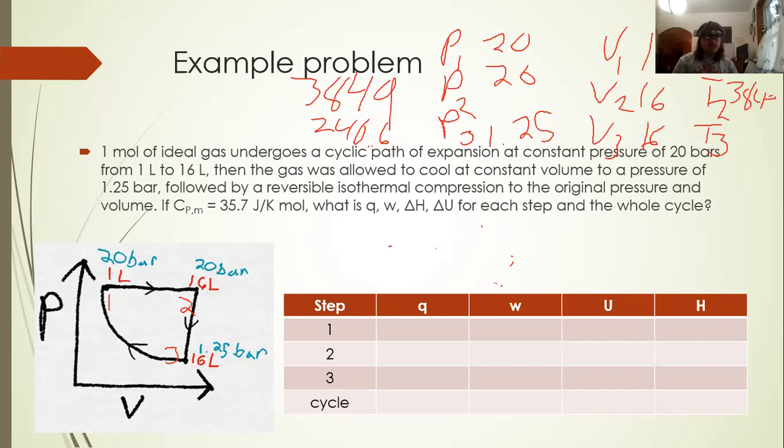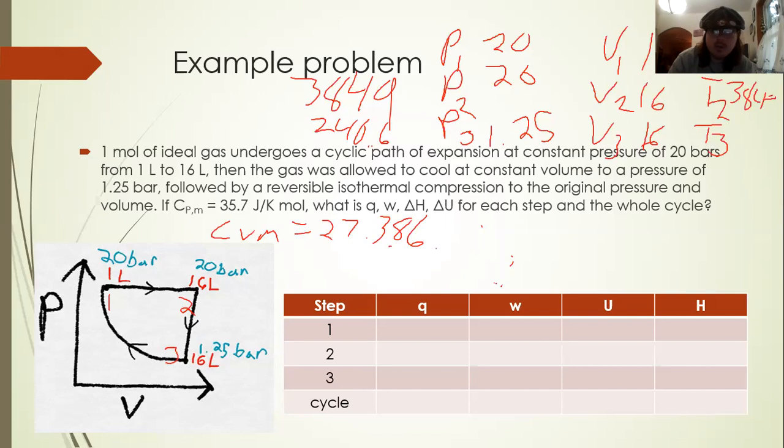So 35.7 minus C sub V equals 8.314. That means C sub V is 35.7 minus 8.314. C sub V sub M is 27.386. Okay, we have everything we need to go forward.